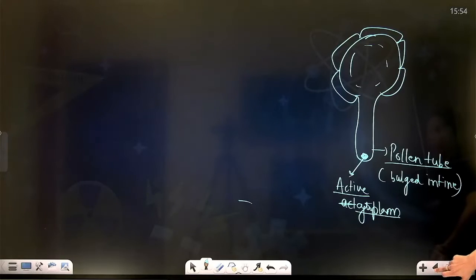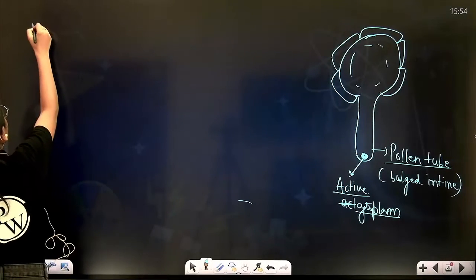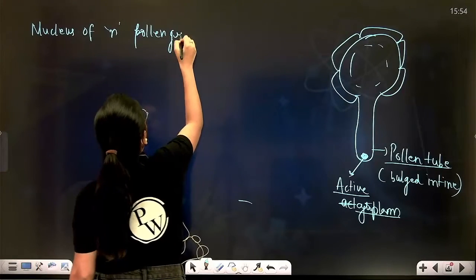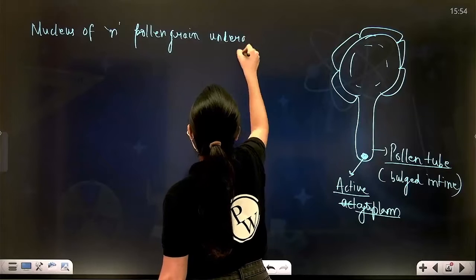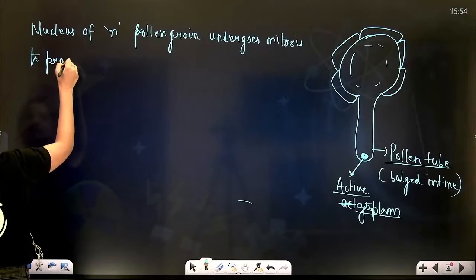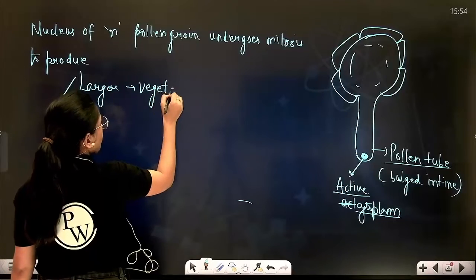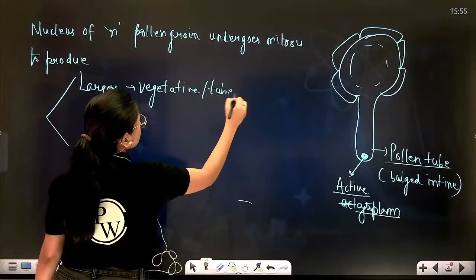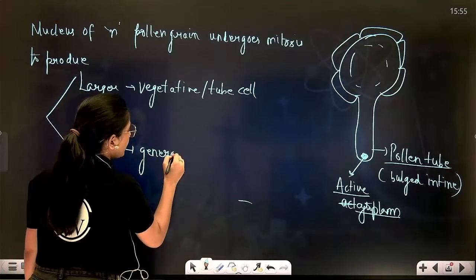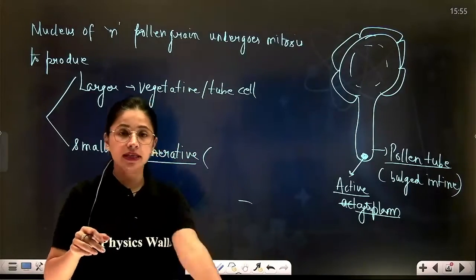Okay, that point I have written later on, but here I am going to explain to you that the nucleus of the haploid pollen grain undergoes asymmetric mitotic division to produce two cells. There is a larger one called the vegetative cell, also called the tube cell, and the smaller called the generative cell. This generative cell is small and spindle shaped.